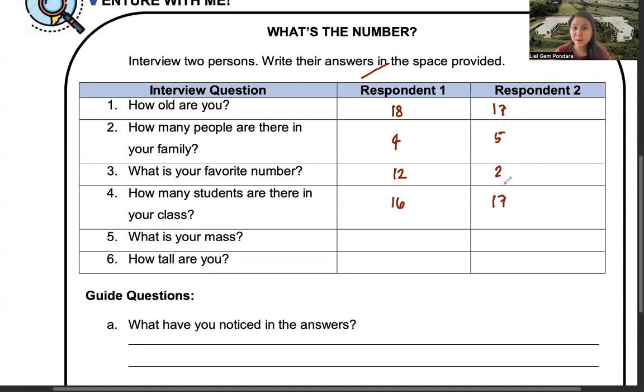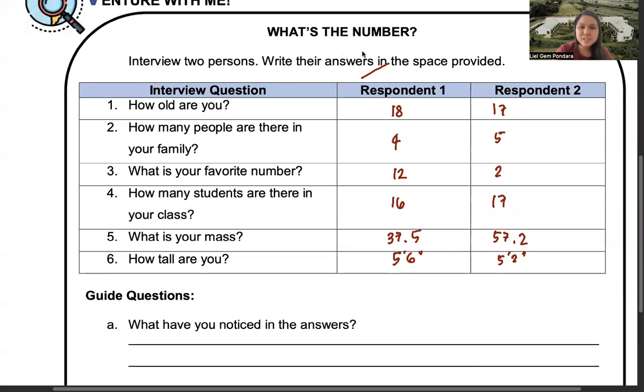Next, what is your mass? Oh, 37.5. Wow. 57.2. Next, how tall are you? I've seen 5'6", 5'2". Okay, thank you so much for participating.